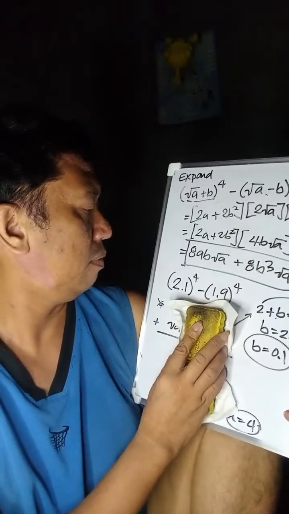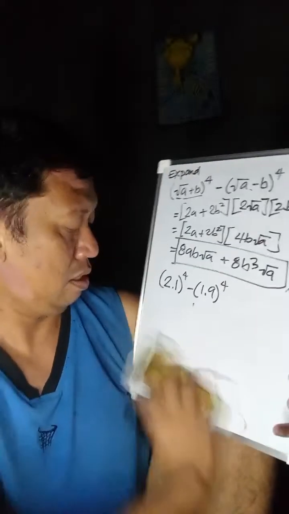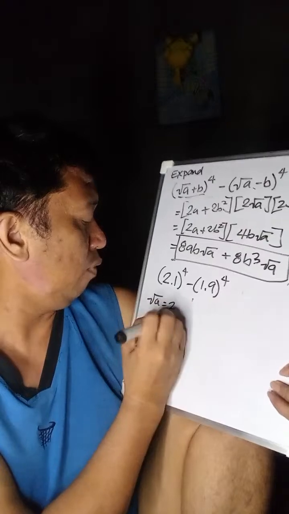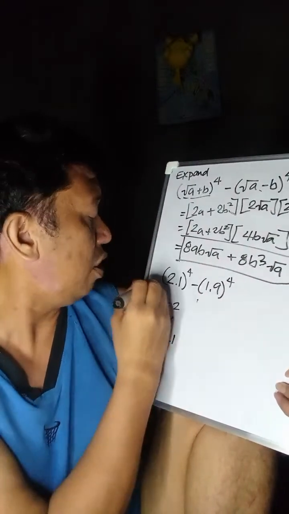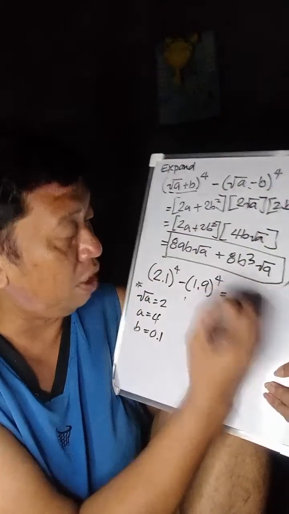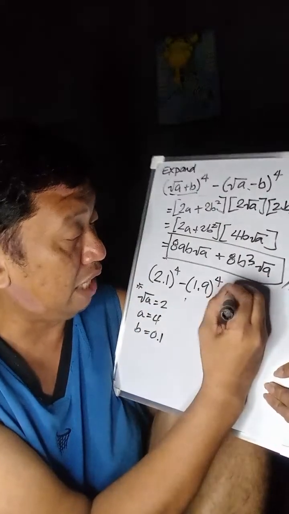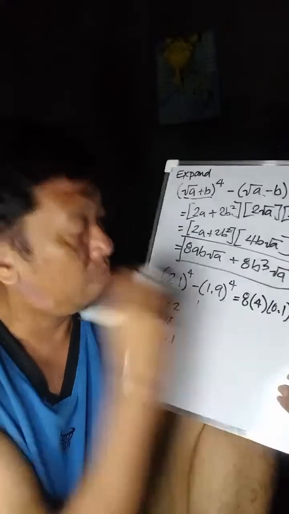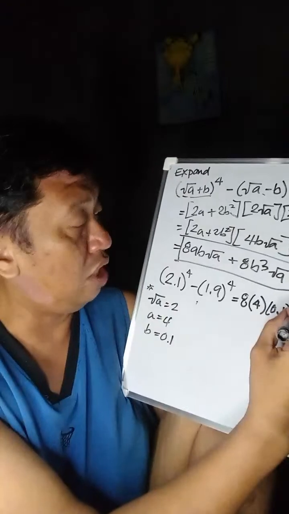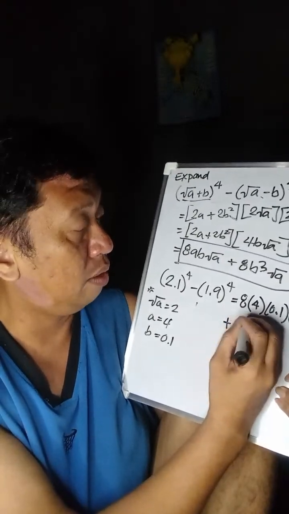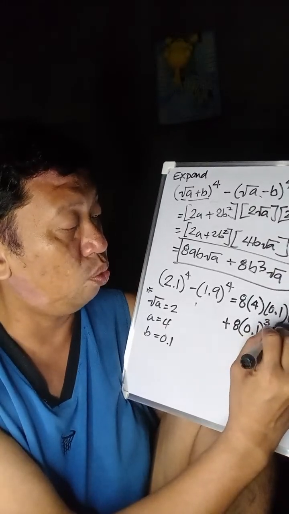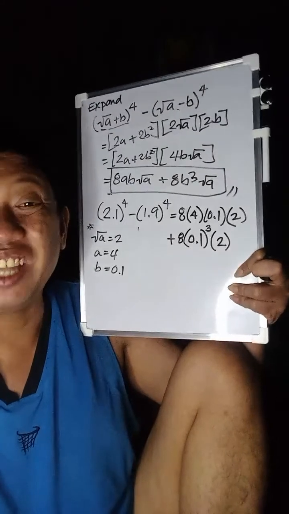So, let's round them up. So, square root of a is equal to 2, a is equal to 4, and b is equal to 1/10. The value of this will be equal to, using this expression, 8 times a, which is 4, times b, which is 1/10 or 0.1, times the value square root of a, which is 2, plus, we have 8 times this is now 1/10 or 0.1 cubed times 2. Pretty clever, right?